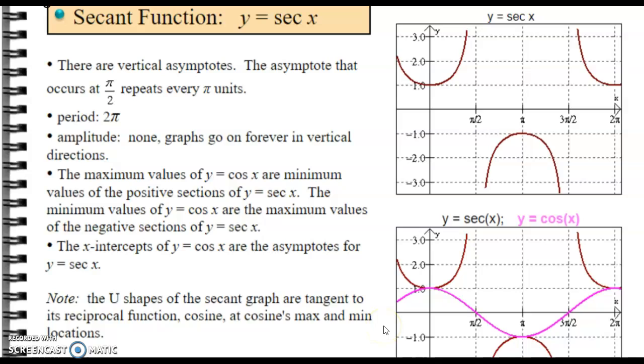Tomorrow in class, we're going to see how to graph these with transformations applied as well. But it's always going to be, in order to graph cosecant or secant, we're going to graph sine or cosine first, and use that as our guide in order to find our asymptotes and our shared points.